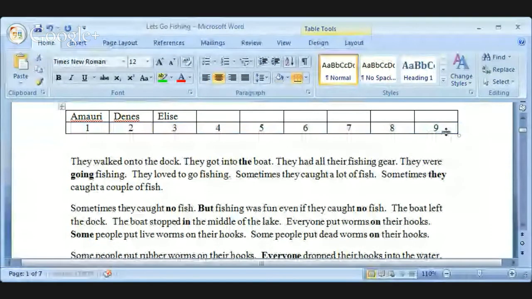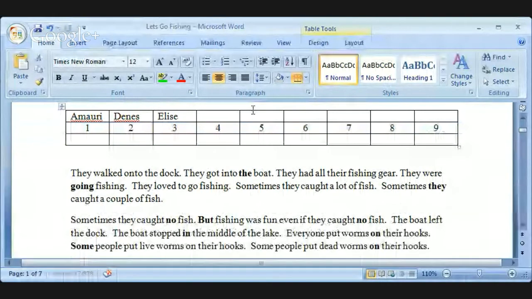Yes, of course. They walked onto the dock.